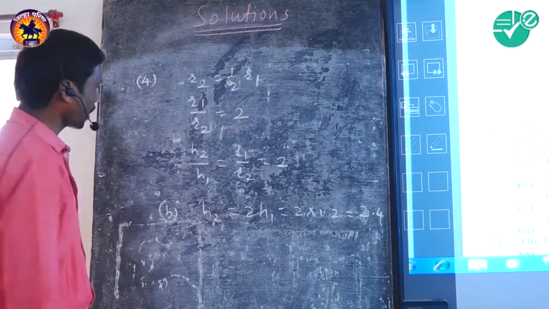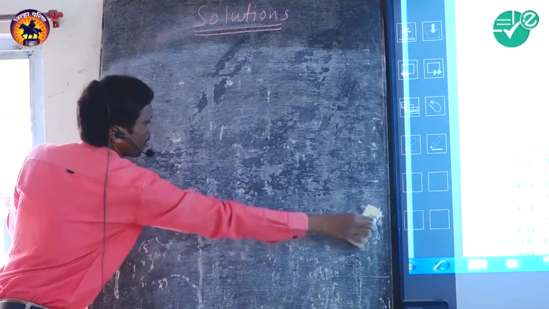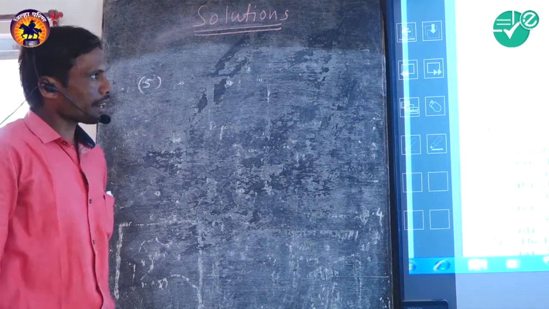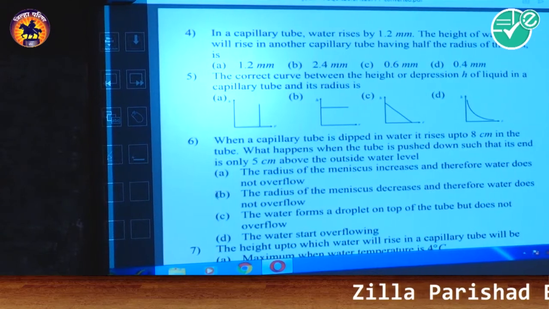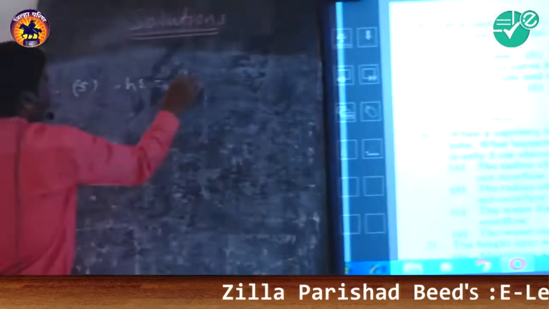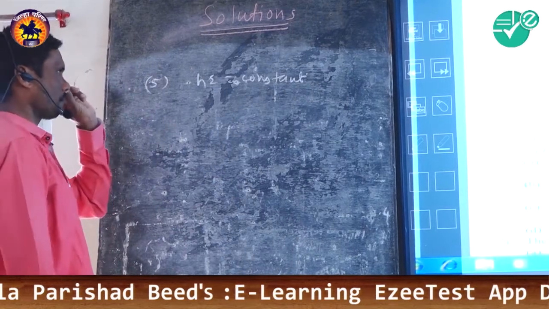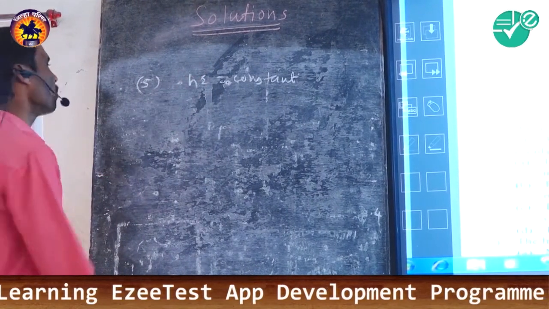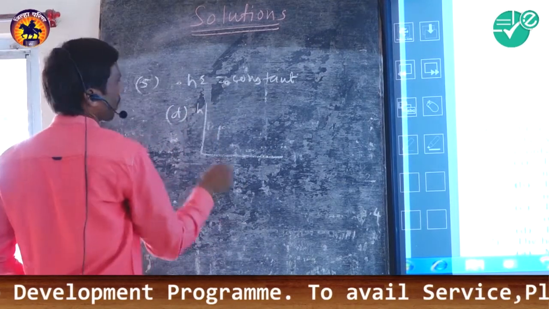Then here the fifth MCQ. Correct curve between height or depression of liquid in a capillary tube and its radius. We know that the product HR remains constant for a given pair of liquid and capillary. It means this product is constant, so the nature of the curve is obviously like a hyperbola. It means option D is correct.